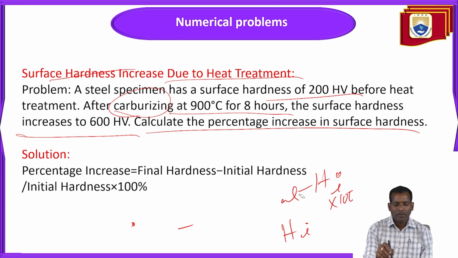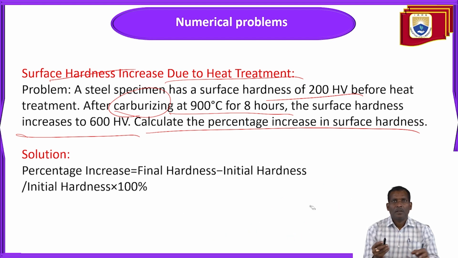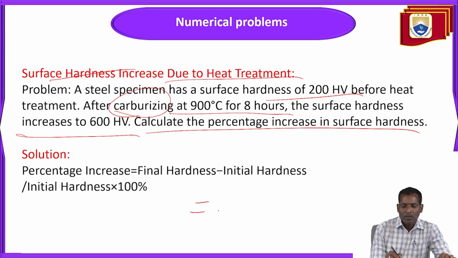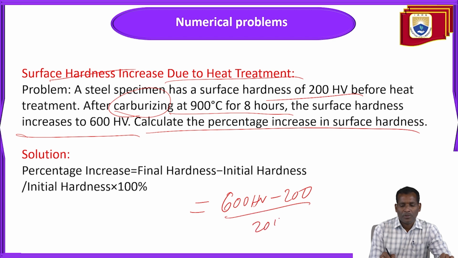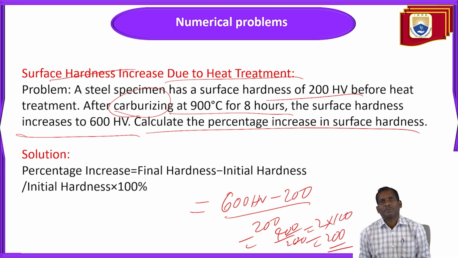Apply this formula, you will get the percentage increase. Here the given values: the final surface hardness is 600 HV minus 200, divided by initial 200. So 400 by 200, that is 2, multiplied with 100. The percentage is 200.